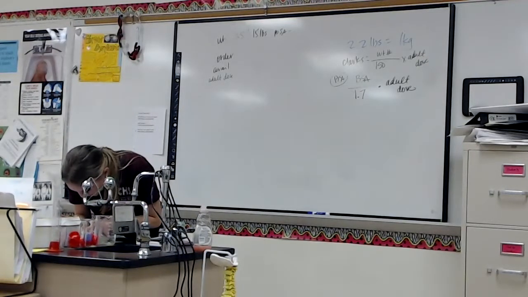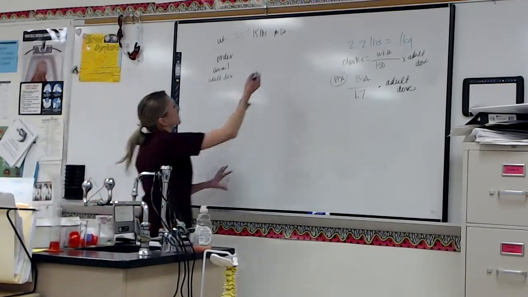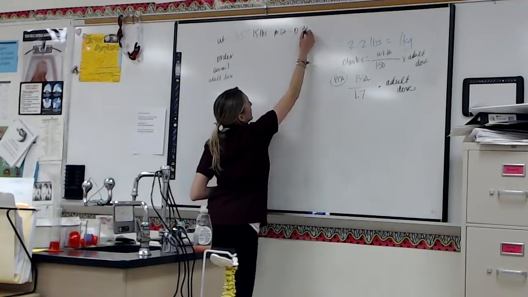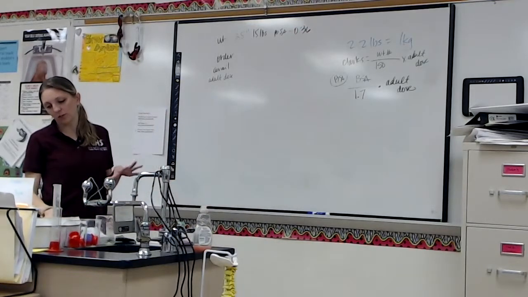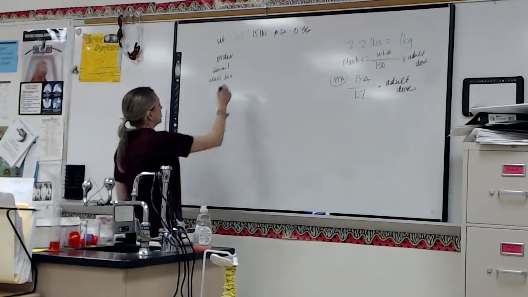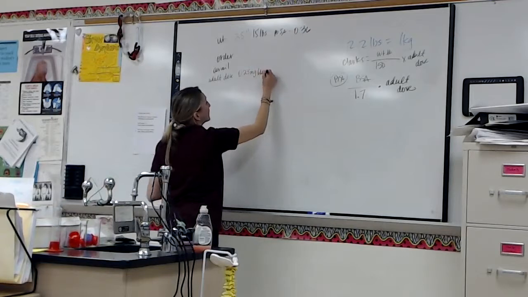You're going to get 0.36 again, the one we just looked up. Anyway, that's 0.36. Okay, now let's write down the rest of our info. The adult dose is 0.25 milligrams per day.